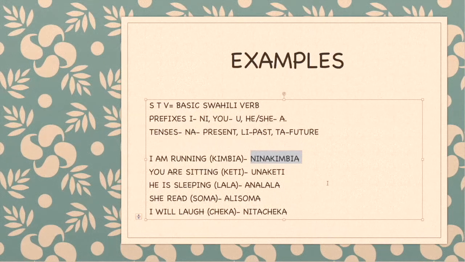Okay, let us try another one. You are sitting. And the word for sitting is keti. So what you simply do, you look for you. In our little chart here, we have u. So you write your u down. And then present tense is na. And then simply affix keti, and you have unaketi, which means you are sitting.